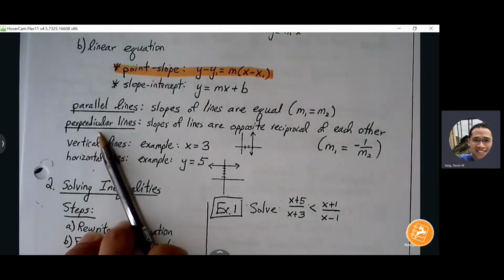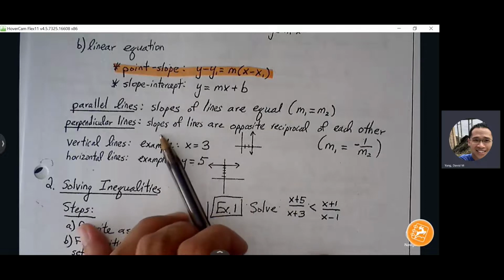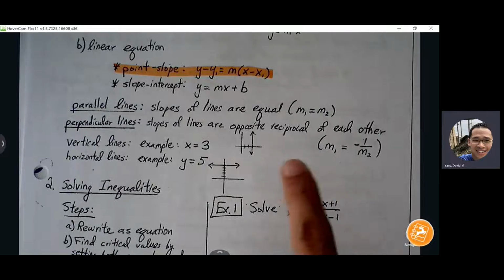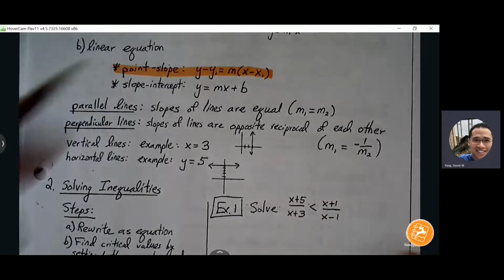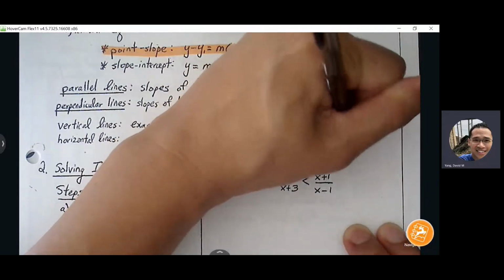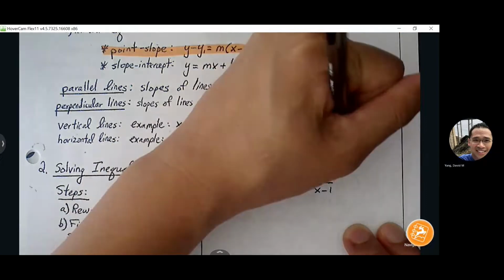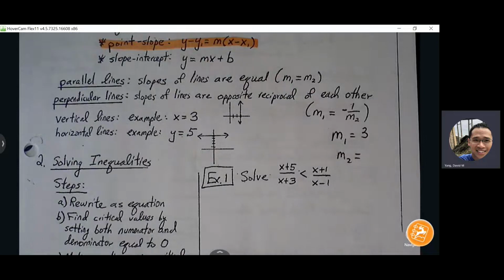Okay, perpendicular lines. These are lines that intersect at a 90-degree angle. And the relationship between perpendicular lines is that their slopes numerically are opposite reciprocals of each other. Okay, so an example would be this. If the slope of one line is 3, then what is the slope of a second line that will be perpendicular to that first line?